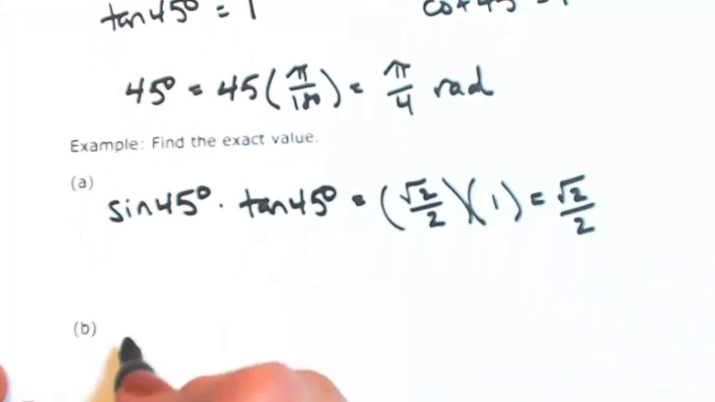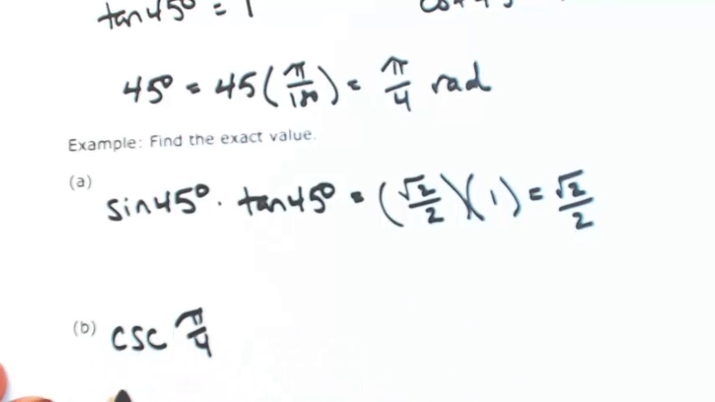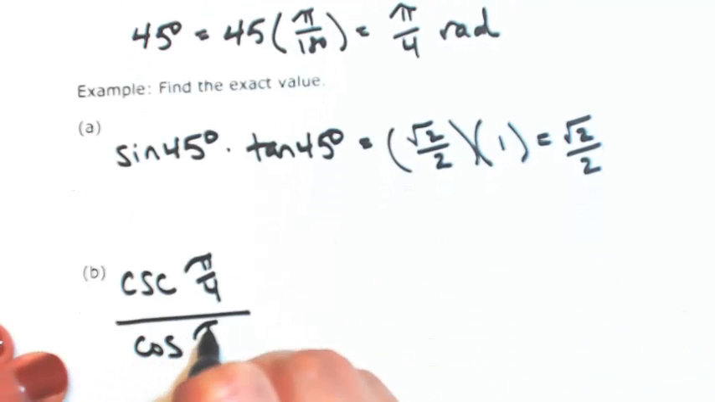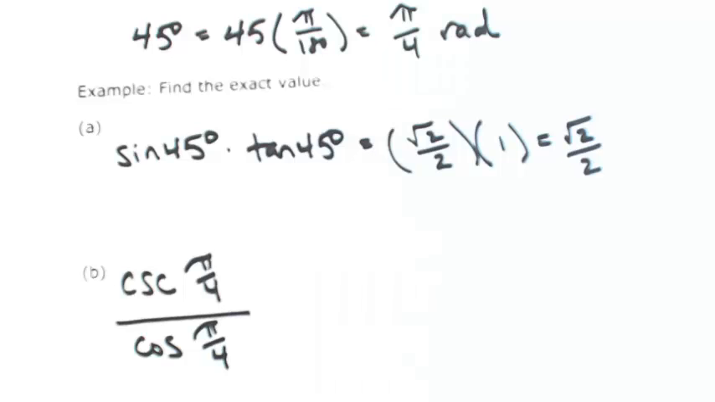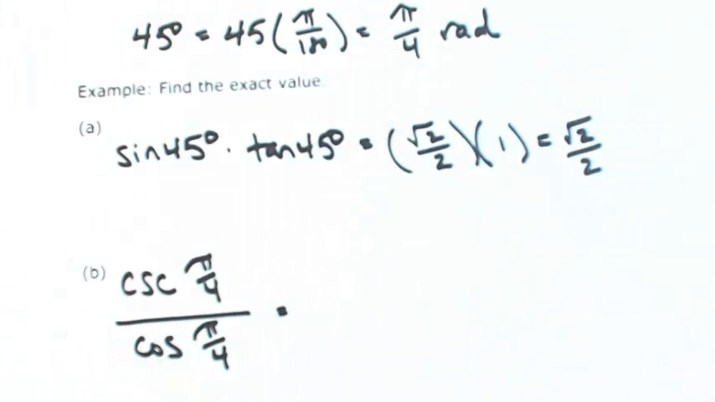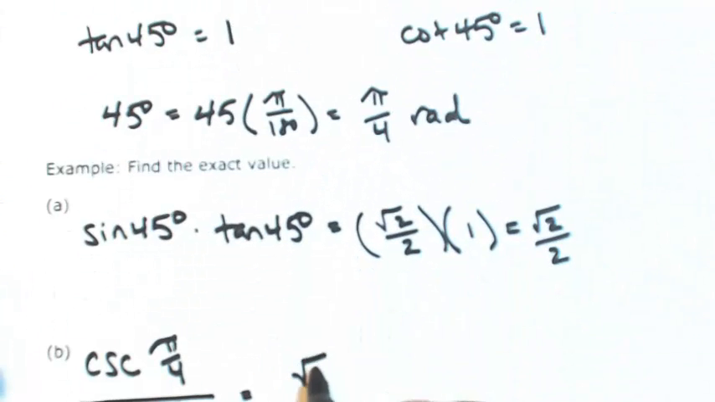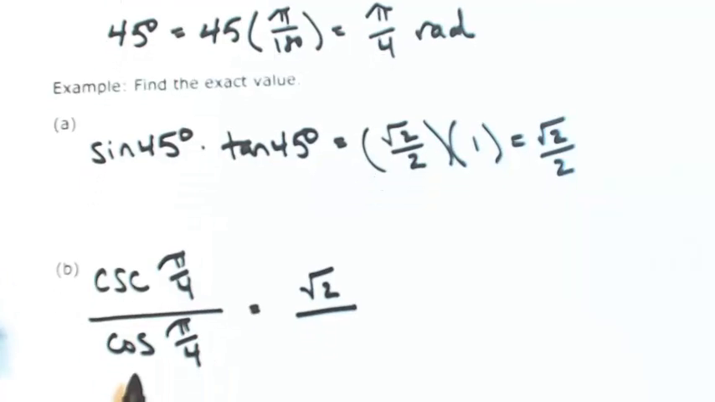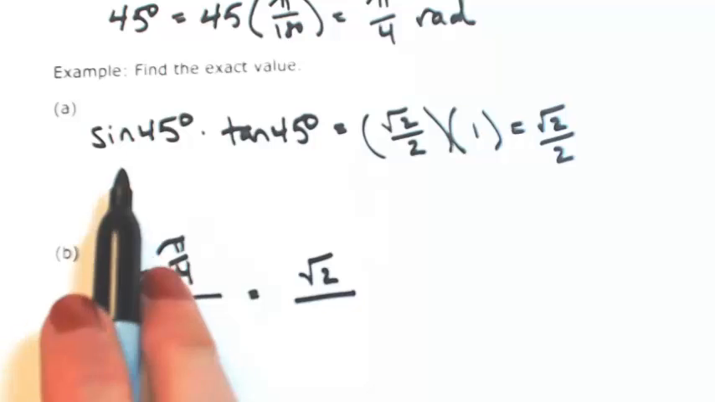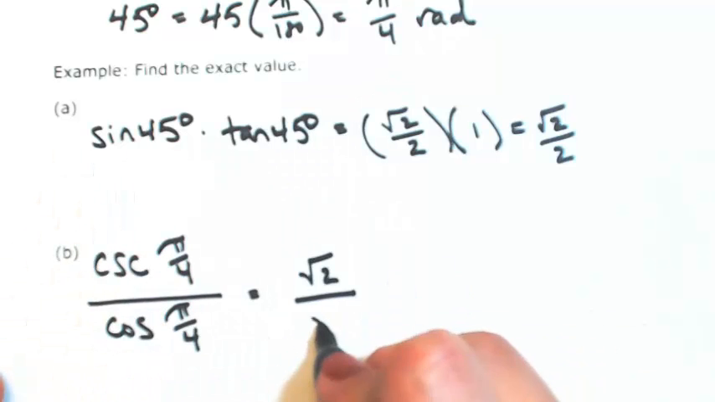Let's look at one more. Let's say the cosecant of pi over 4, divided by the cosine of pi over 4. Cosecant of pi over 4, same thing as cosecant of 45 degrees, is square root of 2. Cosine of pi over 4 is the same thing as sine of pi over 4, because cosine and sine are the same within this triangle. So that's going to be square root of 2 over 2.